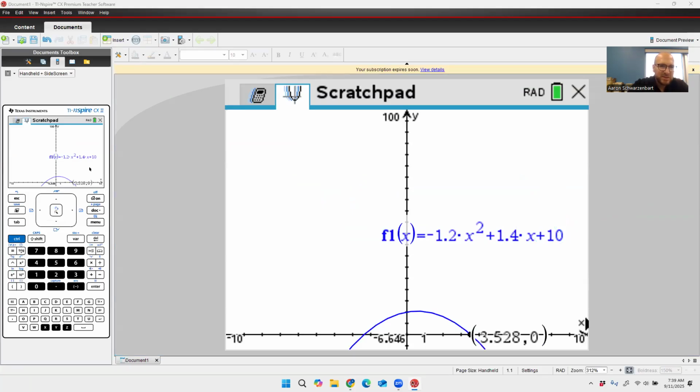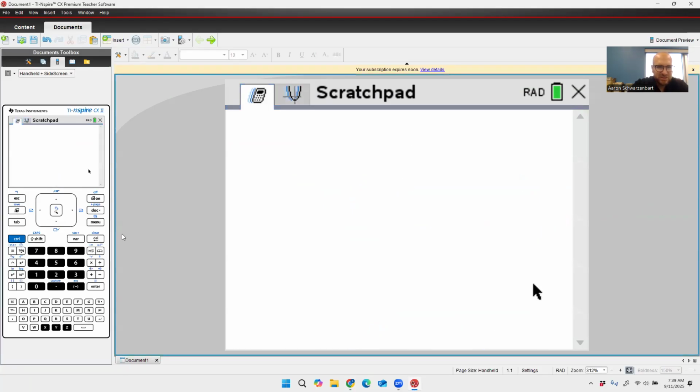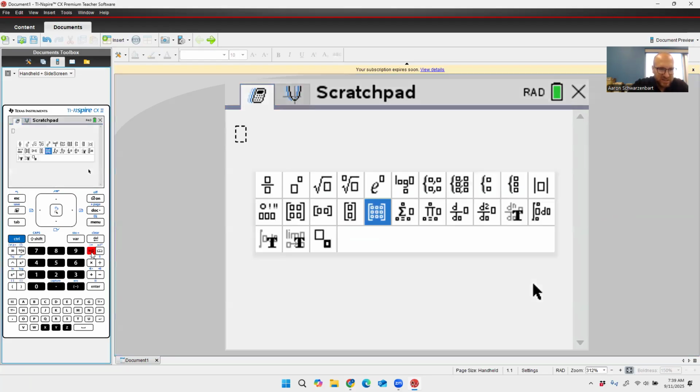Clean this up. I don't need the graph, so I'm just going to go to the other scratch pad. The matrices are in this little button next to 9. Pretty much everything on the Inspire is in the button next to 9 or the menu. So this one is just going to require a 2x2 and a 2x1.